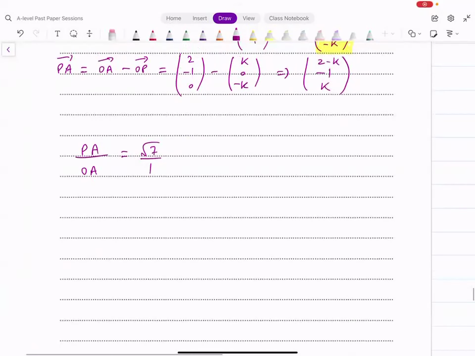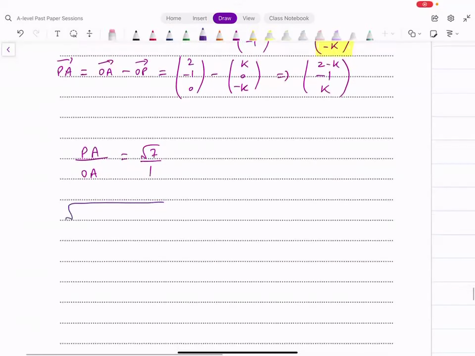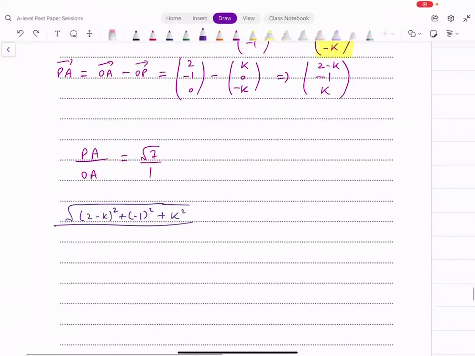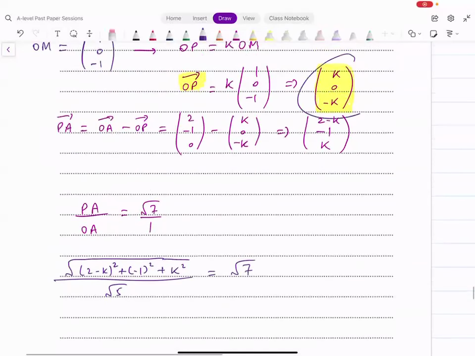PA का मैग्नीट्यूड क्या है? Let's figure that out. It's going to be square root of 2 minus K whole square, right? First component का square plus -1 square plus K square divided by the magnitude of OA. OA क्या है? This is OA 2 minus 1, 0. इसका मैग्नीट्यूड हमने पहले ऊपर निकाला भी हुआ है. That's square root of 5. आप वो डायरेक्टली यूज कर सकते हैं if you want, या आप दोबारा निकालना चाहें दोबारा निकाल सकते हैं. But it's going to be square root of 5. That equals square root of 7. And now we can just solve this equation. यहाँ से 2 K की वैल्यूज आएंगी, वो हम यहाँ पे इनपुट कर देंगे OP वेक्टर के अंदर.